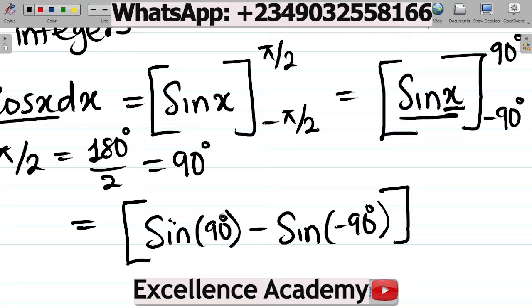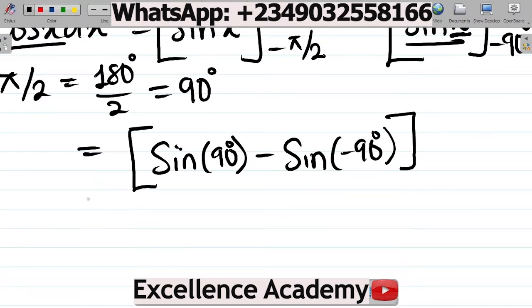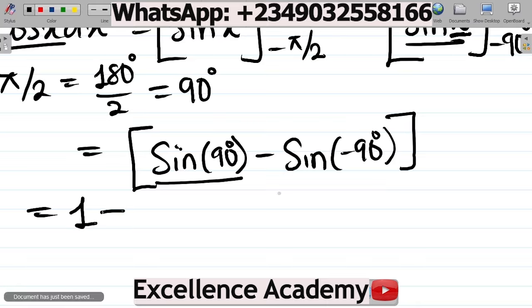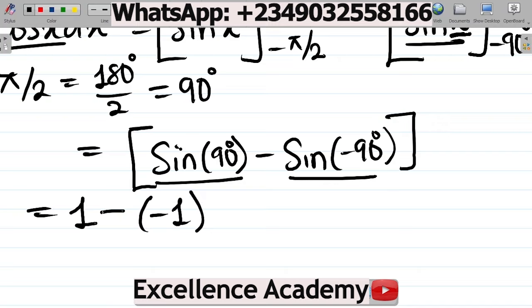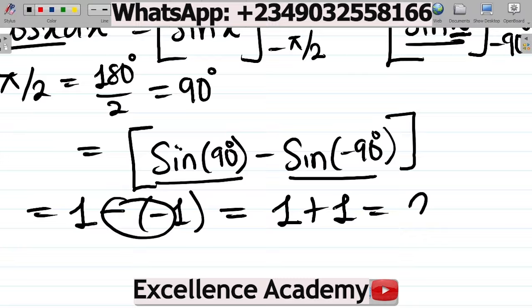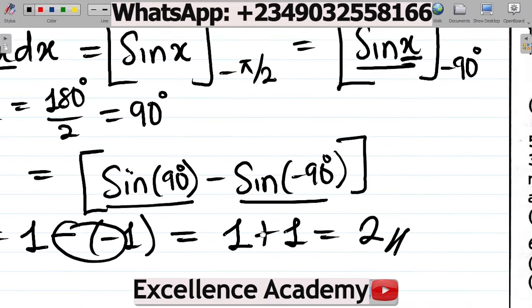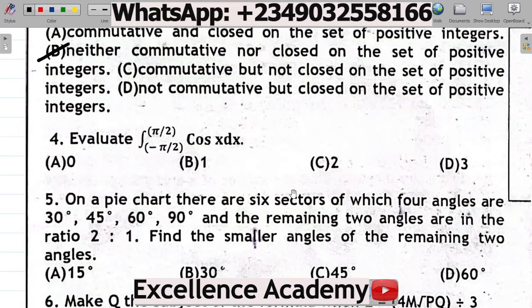Working on this, this is equal to sine 90 degrees, which gives you 1, minus sine of minus 90 degrees. If you punch sine minus 90, you have minus 1. And that's equal to 1 minus minus 1, which gives you plus 1. 1 plus 1 gives you 2. So the correct answer to that question is 2. That means C is the correct option. All right.